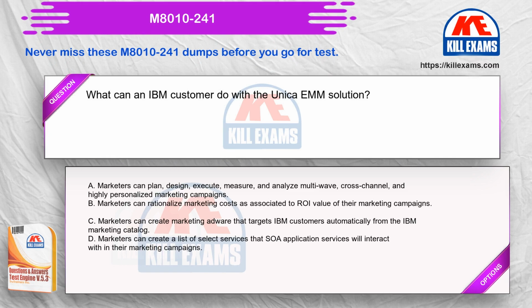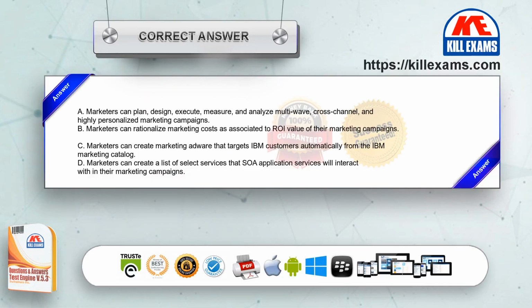Option C. Marketers can create marketing adware that targets IBM customers automatically from the IBM marketing catalog. Option D. Marketers can create a list of select services that SOA application services will interact with in their marketing campaigns. The correct answer is option A.